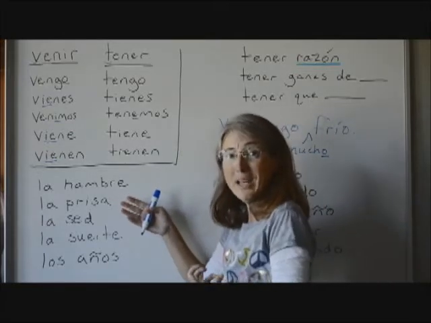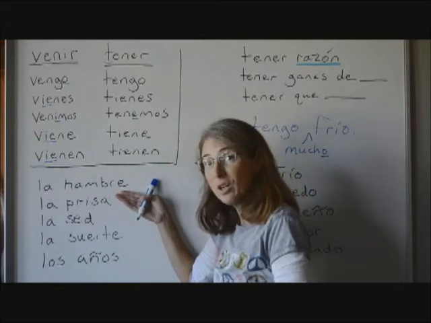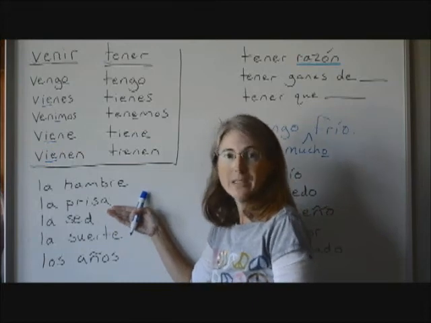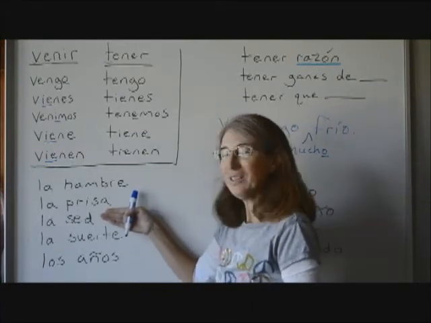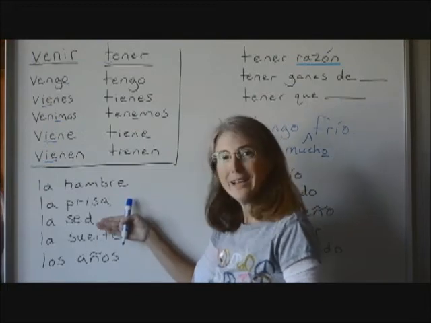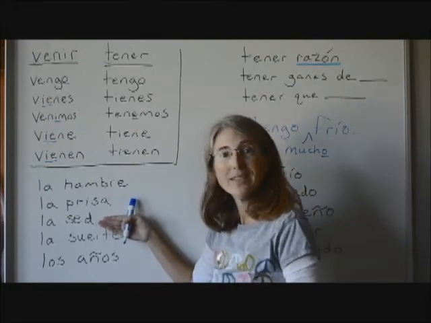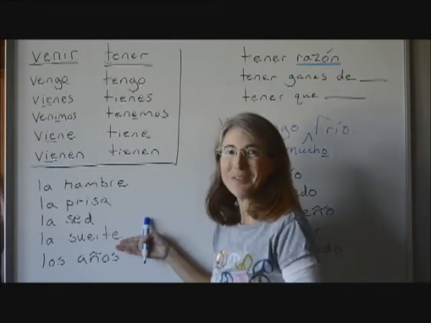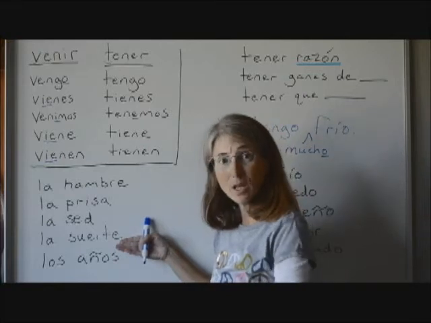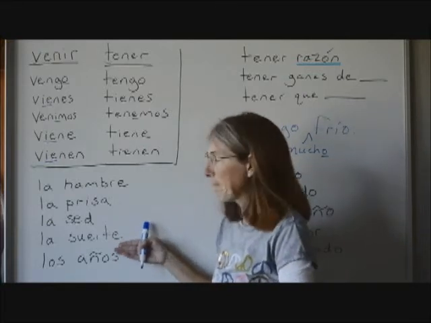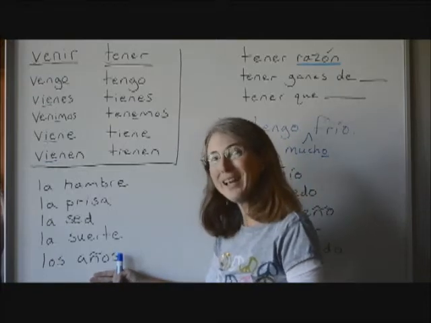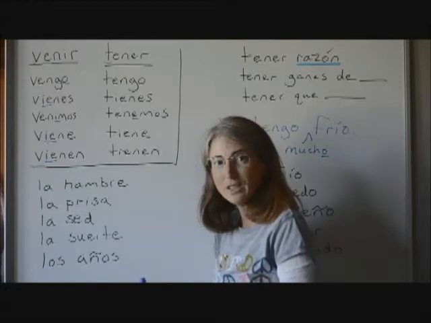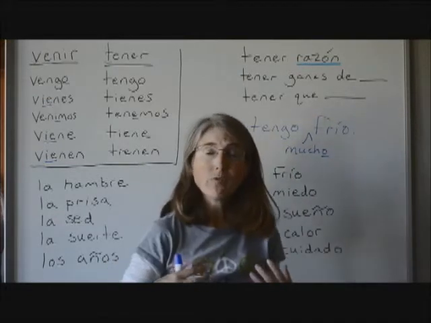But also in Spanish, you can't be hungry. You have to have hunger. Hambre, tengo hambre. You have to have hurriedness. You can't be in a hurry. Tengo prisa. You can't be thirsty. You have to have thirst. Tengo sed. You can't be lucky. Wouldn't that be nice if we could just be lucky? That was our identity. But you have to have luck. Tener suerte. And you also can't be an age. You have to have years. You have to have an age. You have to have years. So, tener años.